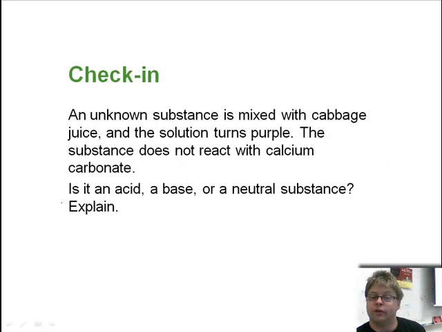So, if we had an unknown substance mixed with cabbage juice and the solution turns purple, and the substance does not react with the calcium carbonate, what do you know about that substance? Please write down your answer. Make sure you explain why you think it is the way it is.